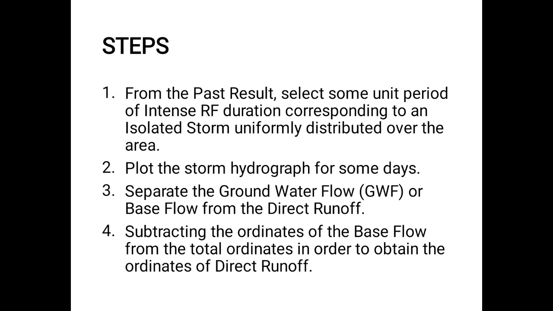Next are the steps. First, from past records, select some unit period of intense rainfall duration corresponding to an isolated storm uniformly distributed over the area. Second, plot the storm hydrograph for some days, after the selection of data with all the conditions stated in step 1. Third, separate the groundwater flow or the base flow from the direct runoff.